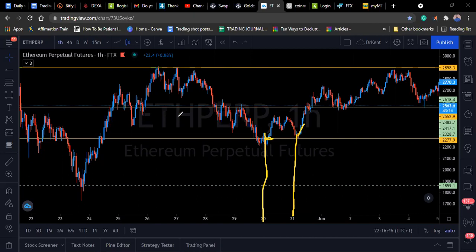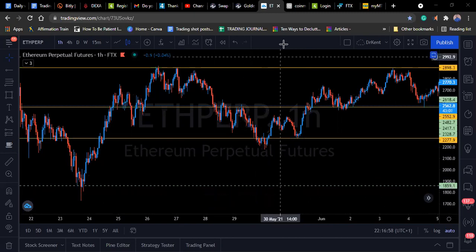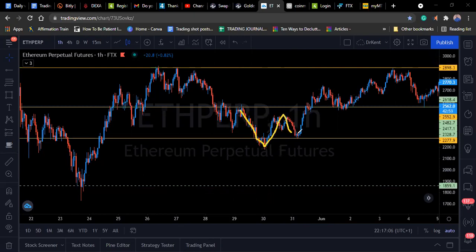Now, how do you trade W's? There are two ways to trade them: the conservative way and the aggressive way. Now, we'll start with the aggressive way. When you see the first leg, price comes down like this, goes up, comes to the next level of support, near support. You are waiting for what is called a trigger candle.